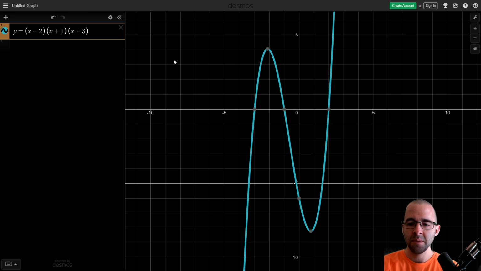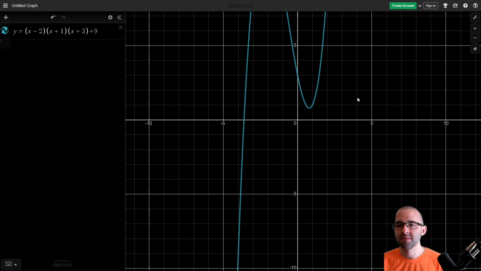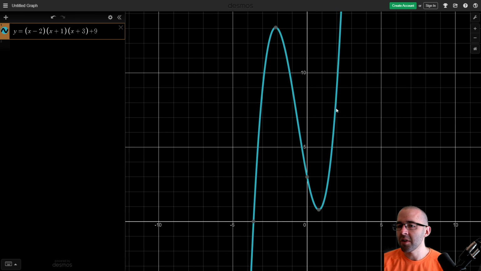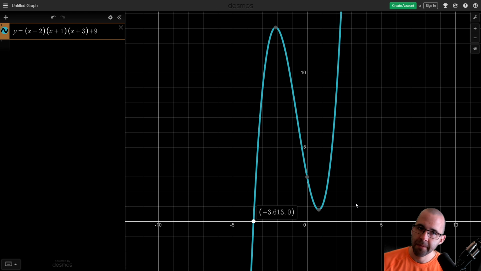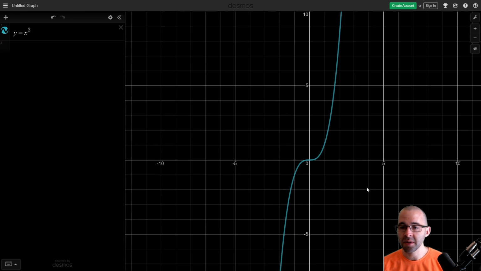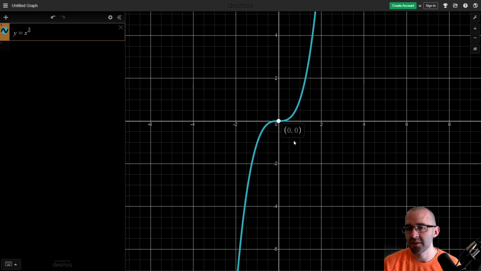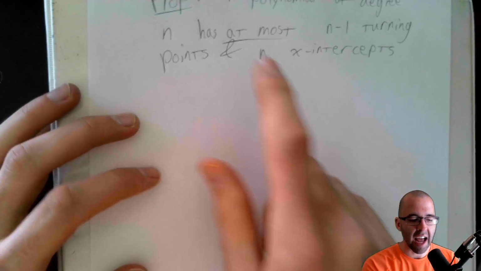Right here we do have the maximum possible 3 x-intercepts and 2 turning points. But if I change the polynomial to be not that, but this, it's still a third degree polynomial, and the theorem says this has at most 3 x-intercepts. In this case, it only has 1 x-intercept. Or we could go back to one of our toolkit functions. This is a cubic polynomial too. This property says it has at most 3 x-intercepts and at most 2 turning points. But in this case, there are no turning points, no hills or valleys, and there's only 1 x-intercept. So again, the key word right here is at most.